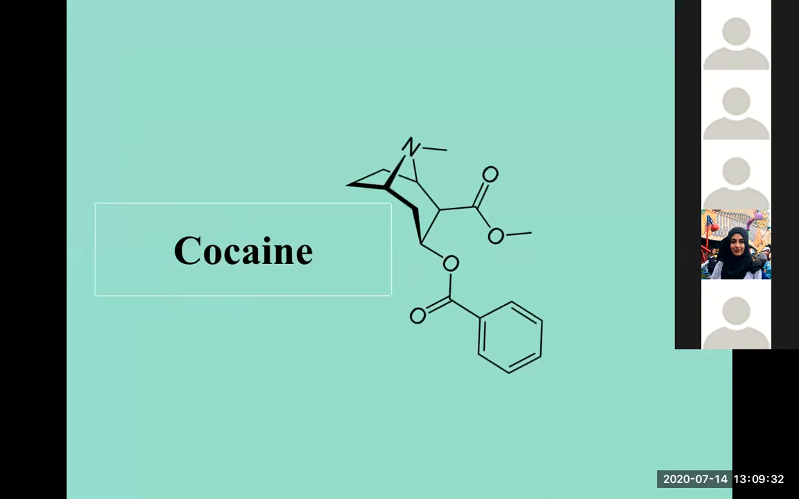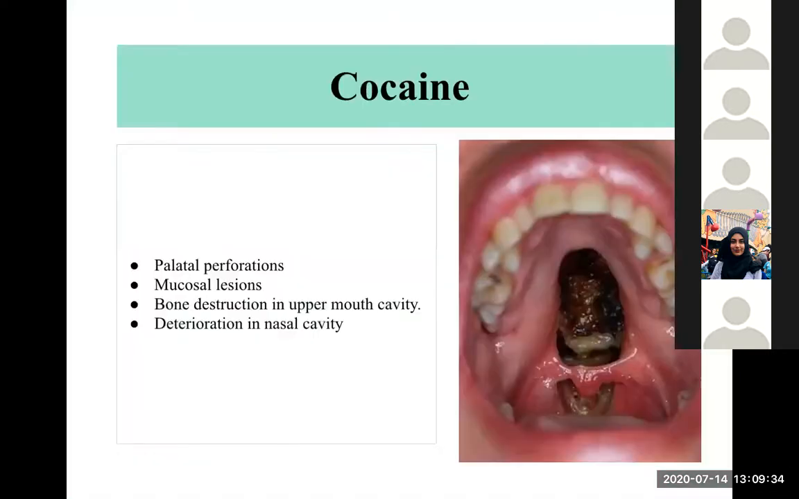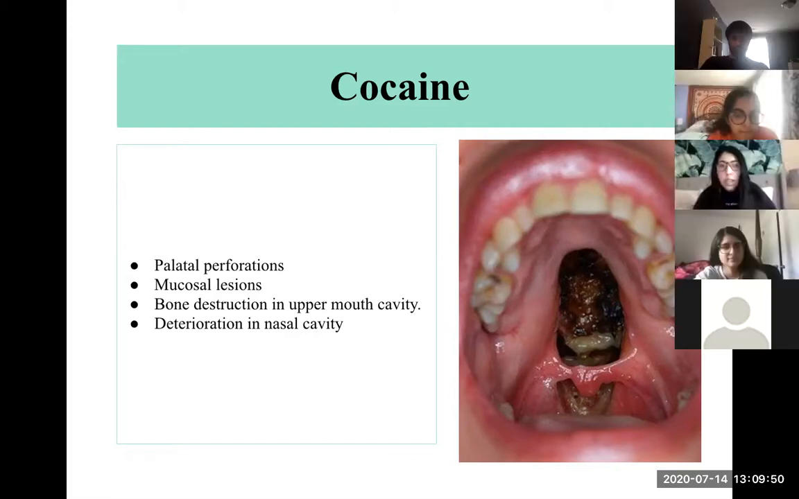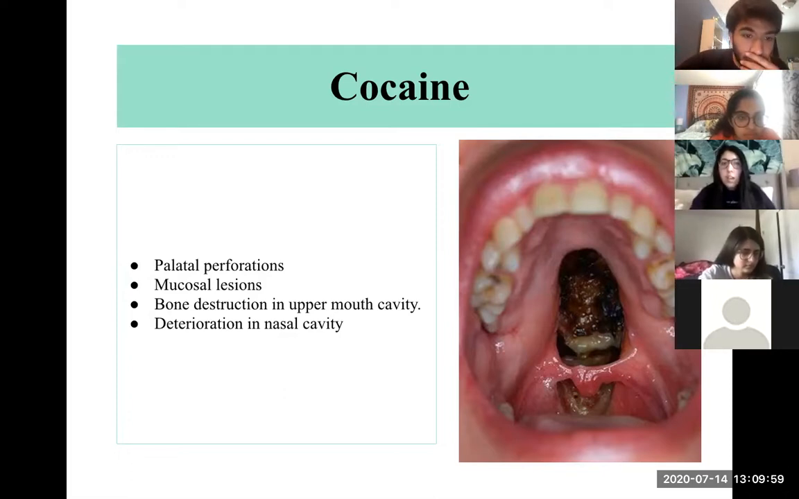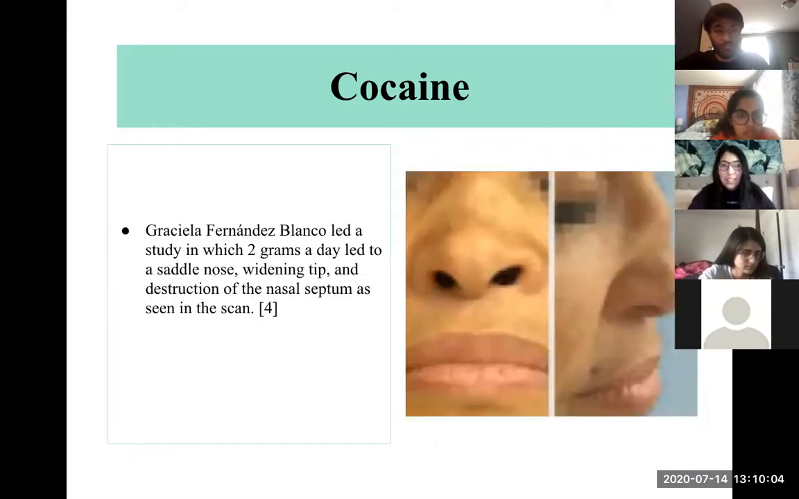So next topic is cocaine. And so cocaine has really bad effects on the body, as you can see from the illustration and the picture shown. Cocaine is usually snorted, and this causes deterioration in the back of the nasal cavity. And the cocaine actually dissolves your tissue first off, and then actually ends up destroying the bone in the upper mouth cavity and can cause mucosal lesions, just really bad stuff to happen.